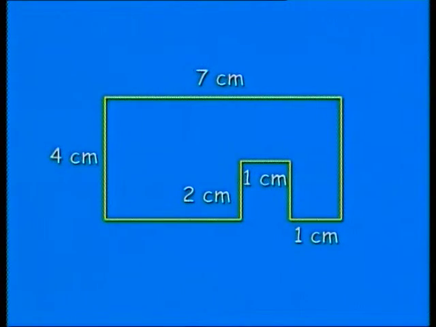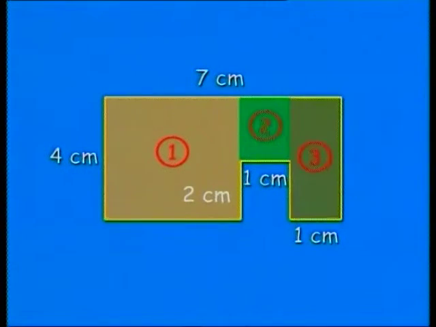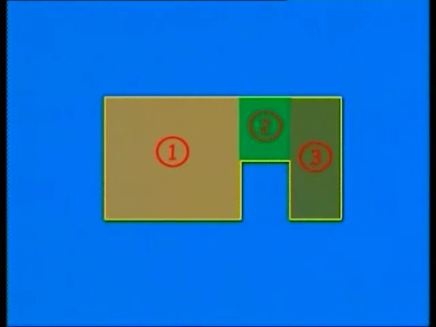First, identify the shapes in the diagram. How many shapes can you see from it? Yes, there are 3 rectangular shapes. Do you remember how to calculate the area of a rectangle? Good. Length multiplied by width. Look at the first rectangle.